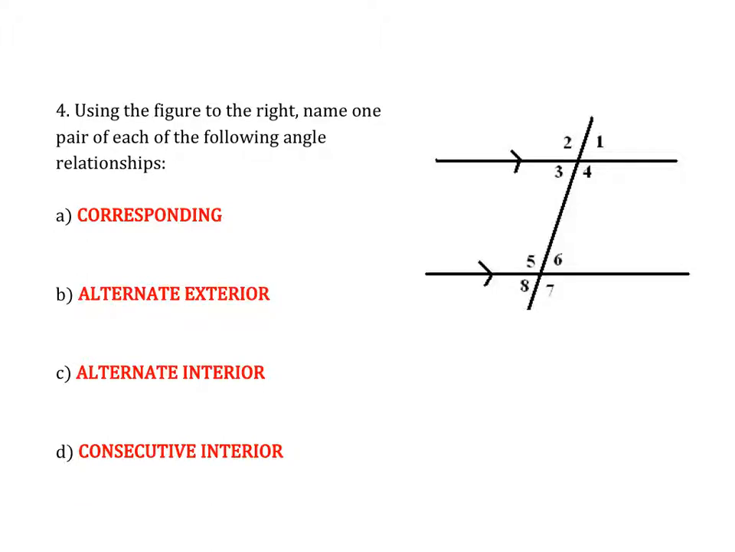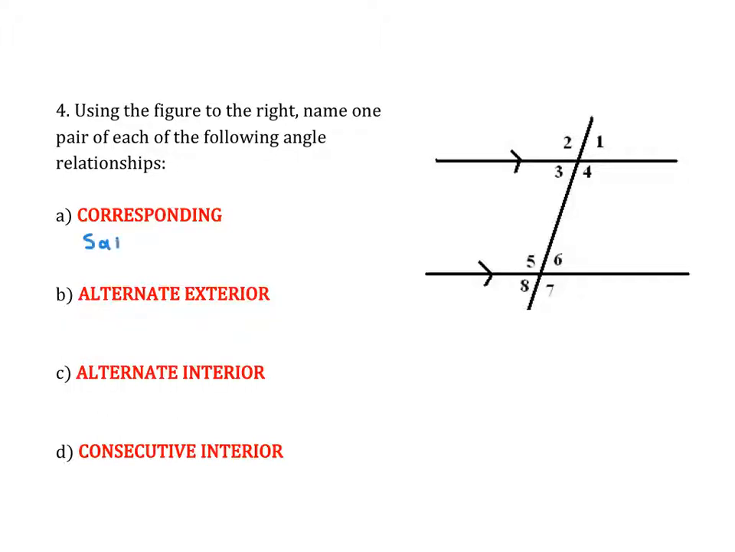So now we're going to review all of those angle relationships that we talked about with two lines and a transversal. So the four that are really important to know are corresponding, alternate exterior, alternate interior, and consecutive interior. So we're going to name at least one pair of each of them from the figure. So let's start with corresponding.